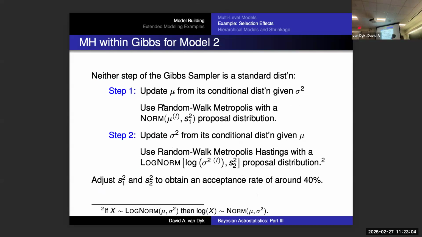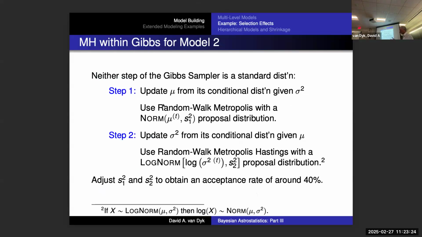The problem is that mu given sigma squared is not a normal distribution, and sigma squared given mu is not an inverse chi-square distribution. They're not standard distributions because of the truncation, but I can do a random walk Metropolis using proposal distributions like we talked about last time. Simple thing we could do.